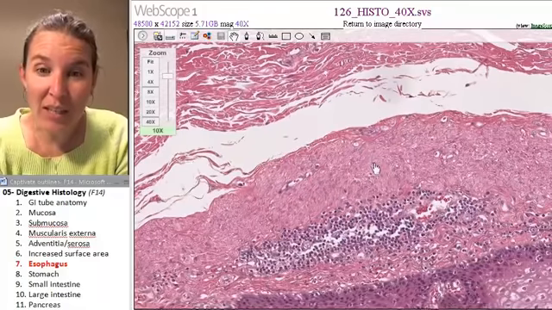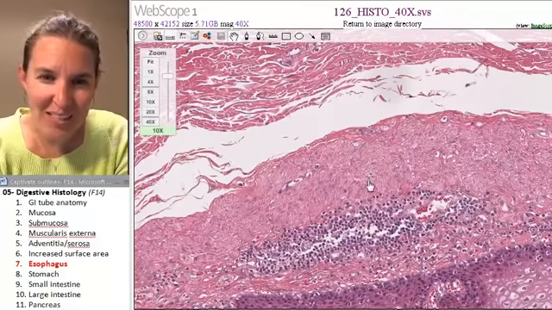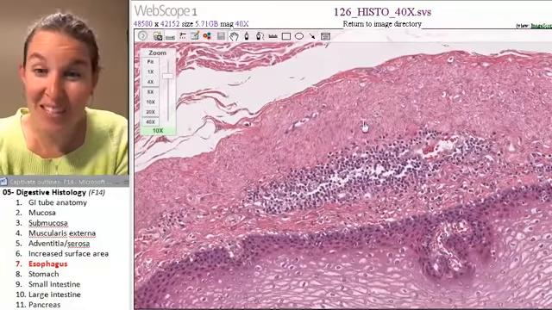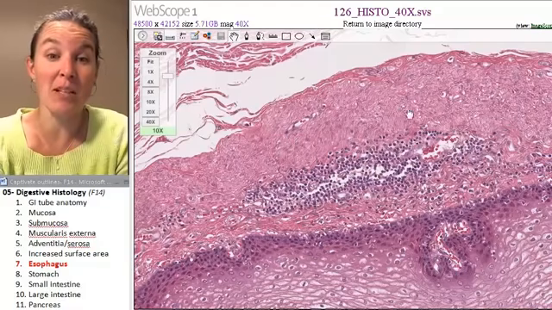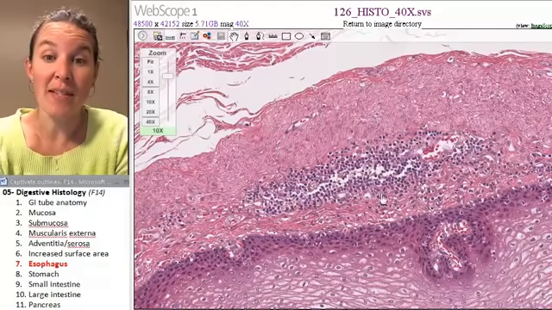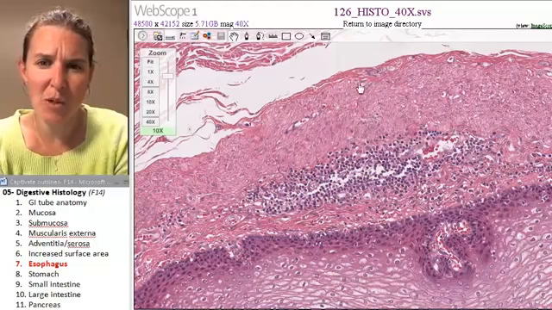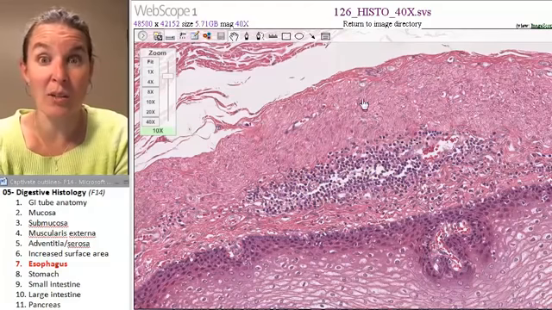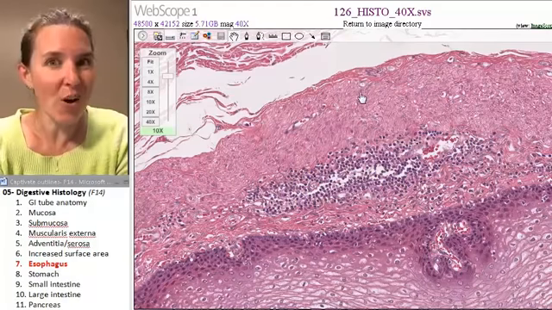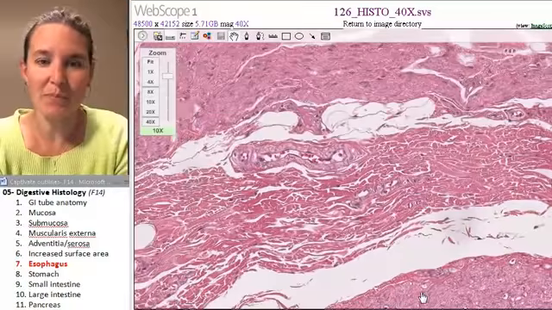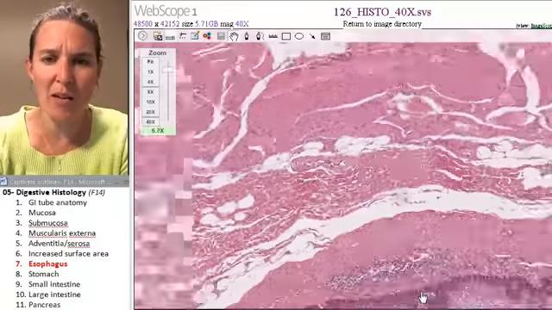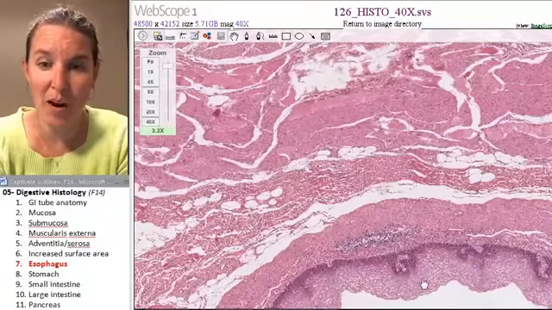If I were looking, I would guess this might actually be my muscularis mucosae right here. And this is my lamina propria. So the muscularis mucosae in this one actually looks pretty thick. You're not always going to have it be that clear. I'm going to zoom out again to give you perspective of where we are.